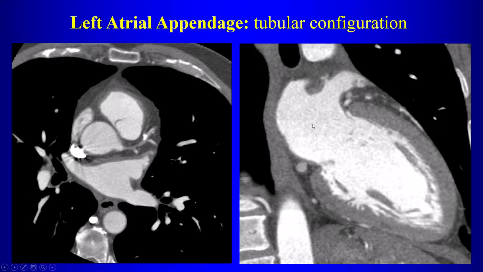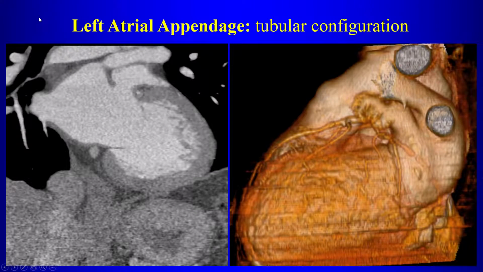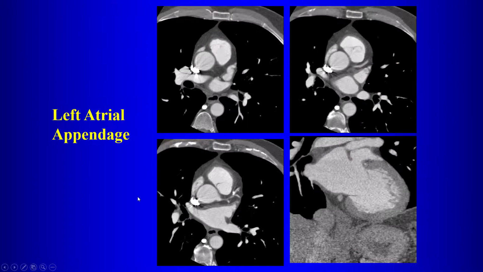Here on this two-chambered view, here's the left atrium and the left ventricle. So here is the left atrial appendage, and here is the narrow ostium of the left atrial appendage. Here again, a two-chambered view showing you the left atrium, left ventricle. Mitral valve is in here. Here is the left atrial appendage. There is the ostium. And on this volume rendered view, showing you here again that tubular configuration of the left atrial appendage with the narrow ostium where it empties into the remainder of the left atrium.